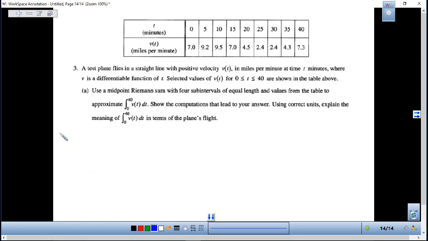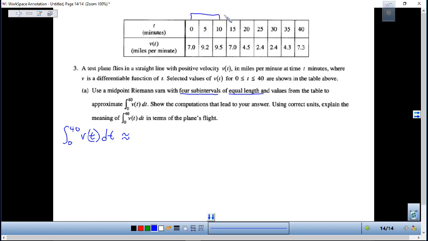So what I'm going to do is show you exactly the kind of work you would have to show to get full credit on this. You need to tell them what you're doing. So we're integrating 0 to 40 of v of t dt, and we're going to approximate it, and we're going to use everything up here that we need to use. Now, we're doing this in what? 4 subintervals of equal length, which means we're splitting up 0 to 40 into 4 equal parts. Well, that means that we're going to split them up into 10.